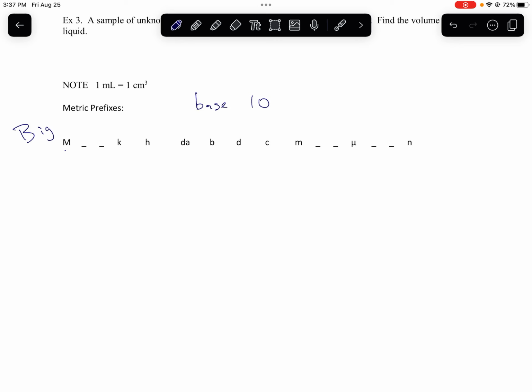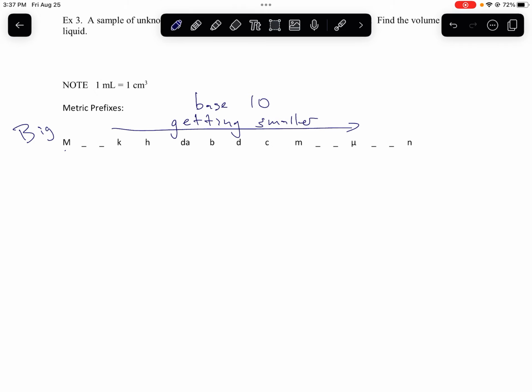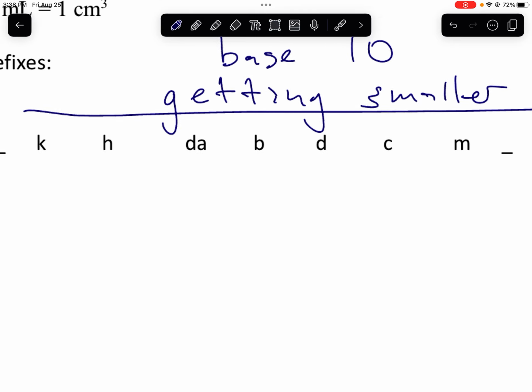As I go to the right, things are getting smaller. As I go to the left, things are obviously going to get bigger. And I've got this main section here in the middle.